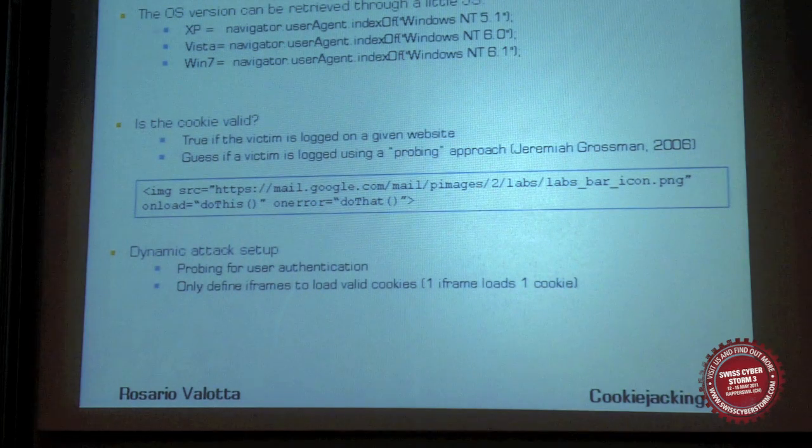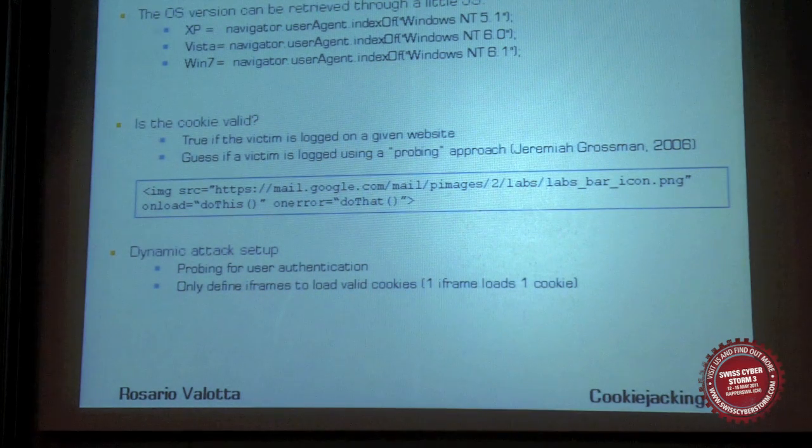Another valuable piece of information is to understand if the cookie we are going to steal is valid. It's important because if the victim is not authenticated, and there is no valid session on the target website, the cookie we are going to steal may be expired, so it's not useful to steal. So we could probe the victim to see if they are authenticated on the target website. And we can do this using a probing approach outlined by Jeremiah Grossman seven years ago.